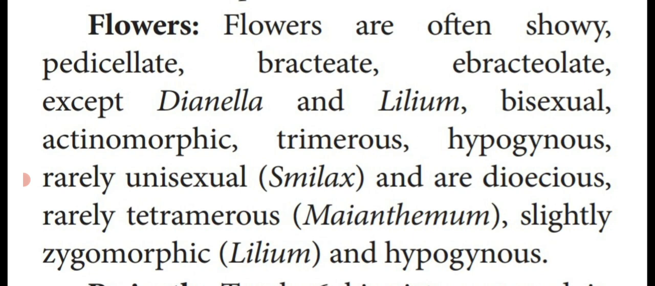Both sex organs are present in the same flower, bisexual. Actinomorphic, that means we can divide the flower at any median plane or radial axis into two equal halves with equal floral parts. Petals of the flower are three in number, that is trimerous. Ovary at the top, hypogynous flower. In some plants, they show unisexual flowers, that means male and female flowers are separately located in the same plant, or they may be present in separate plants, that is dioecious, as in Smilax. Another important 1-mark question: unisexual and dioecious.